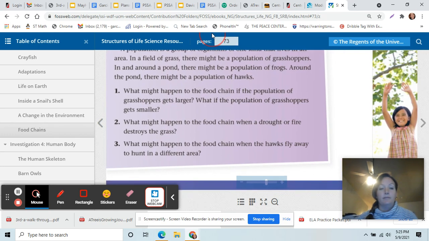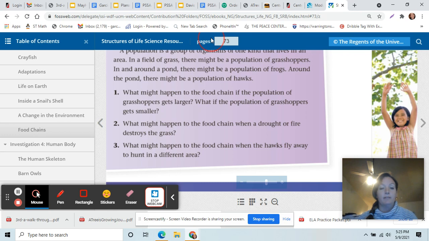So first question, what might happen to the food chain if the population of grasshoppers gets larger? What if the population of grasshoppers gets smaller? Second question, what might happen to the food chain when a drought or fire destroys the grass? And question 3, what might happen to the food chain when the hawks fly away to hunt in a different area? I'd like you to pick one of these questions to answer on your Google Classroom.